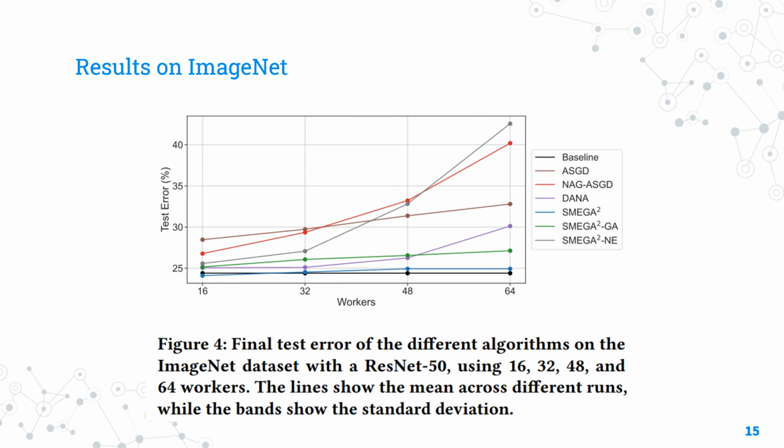Here we see another figure of test error, but with the ResNet-50 neural architecture on the large ImageNet dataset. The y-axis is the test error, so lower is better here as well, and the x-axis is the number of workers. SMEGA outperforms all other algorithms, and once again we see that SMEGA-NE, which is used as an ablation study, reaches a high test error. So the parameter estimation is crucial for achieving a low test error.